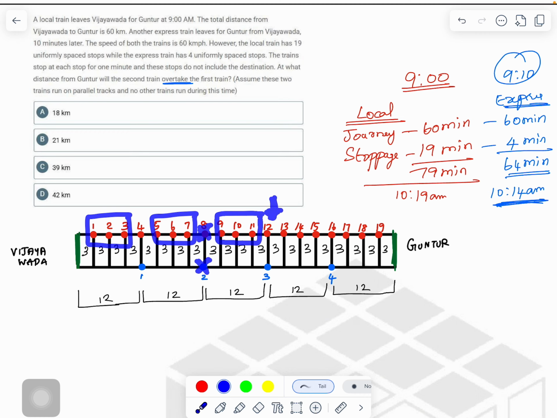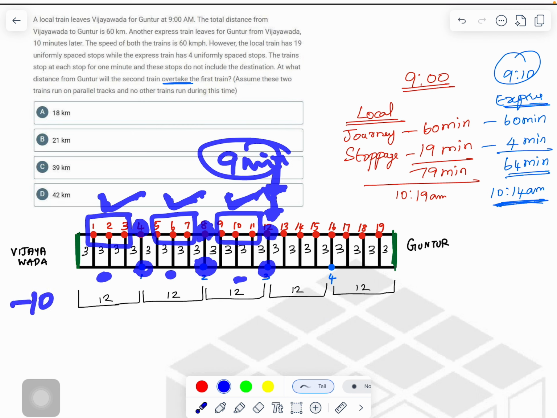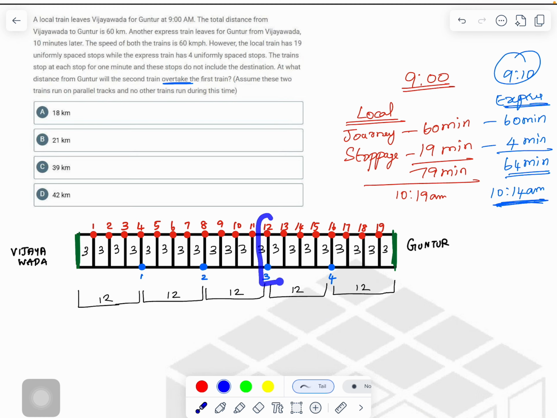So let's see what happens when the local train reaches here. It would have stopped for 3 stops, 3 stops and 3 stops extra. These 9 stops would be extra when compared to the express train. There are 3 more stops here, but these 3 stops are also made by the express train. Therefore, the time lost would have been for both the trains. So what is the time lost for the local train by the time it reaches this spot? 3 minutes, 3 minutes, 3 minutes. So 9 minutes it would have lost. So the express train, which is already 10 minutes lagging behind, because of this 9 minutes gain, by the time it reaches this spot, it would be lagging by just 1 minute.